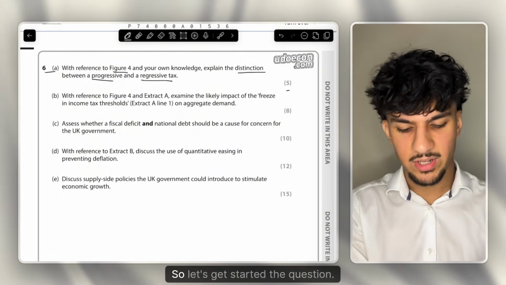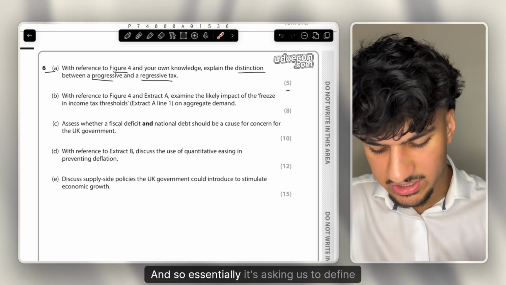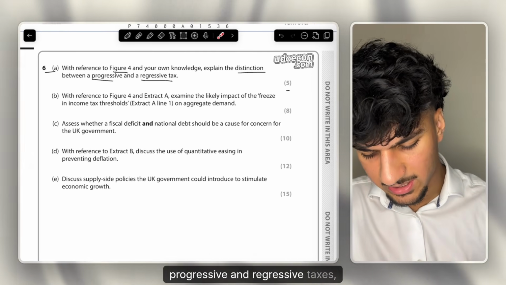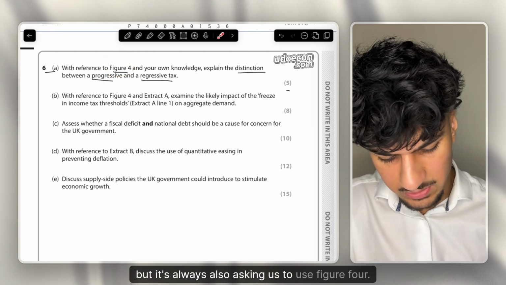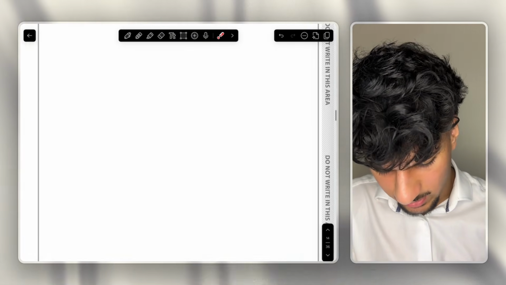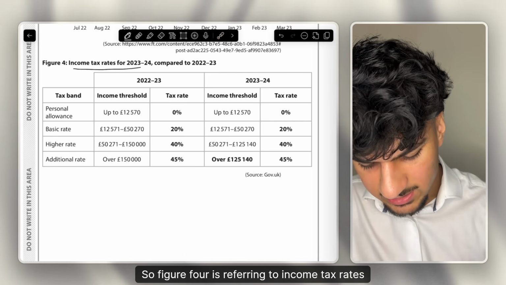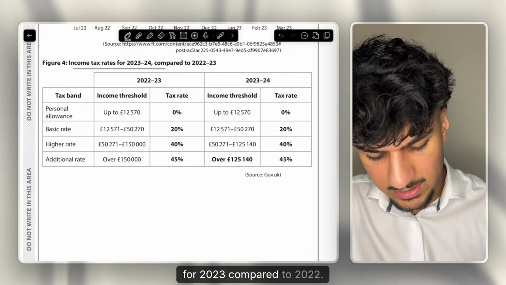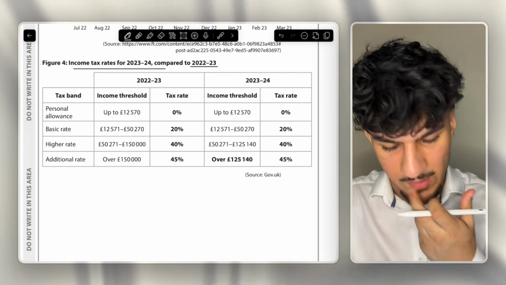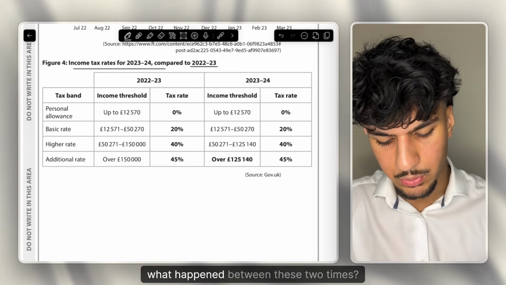There's no excuse now. So let's get started with the question. Essentially it's asking us to define progressive and regressive taxes, but it's also asking us to use figure 4. So let's find figure 4 and have a good look at it. Figure 4 is referring to income tax rates for 2023 compared to 2022, and of course if your real world application is strong, what happened between these two times?